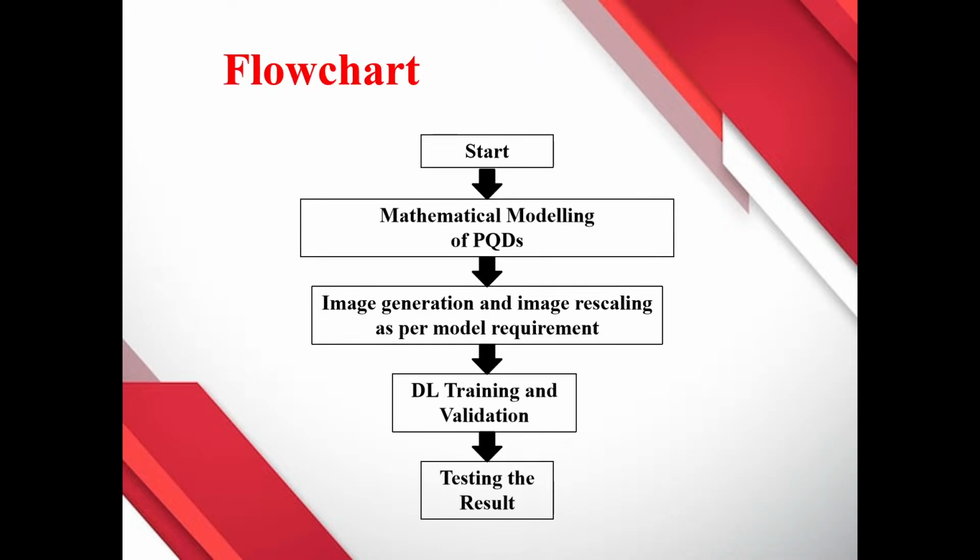Okay, and for this the flowchart is almost the same as the previous one, but after mathematical modeling of PQs, we will generate images, and after image generation, we will rescale the image as per our model requirement. In deep learning there are different sets of models, and the image input we are going to give to each model is of different sizes. So depending on the model's required image size, we will rescale the image and give it as input for training and validation.